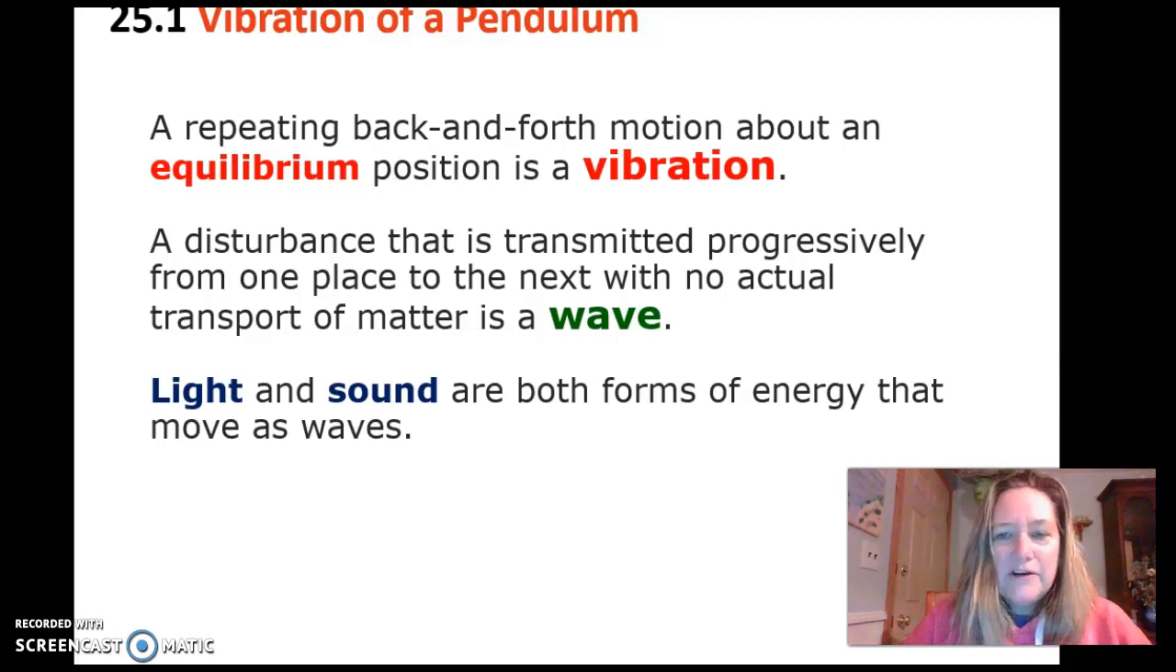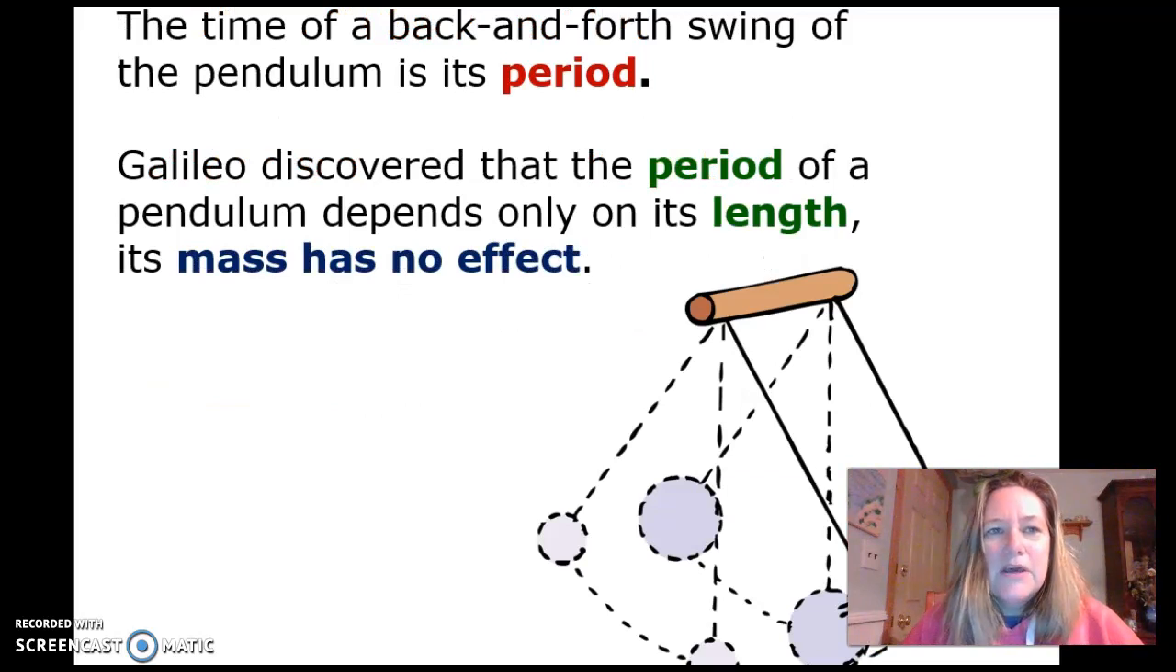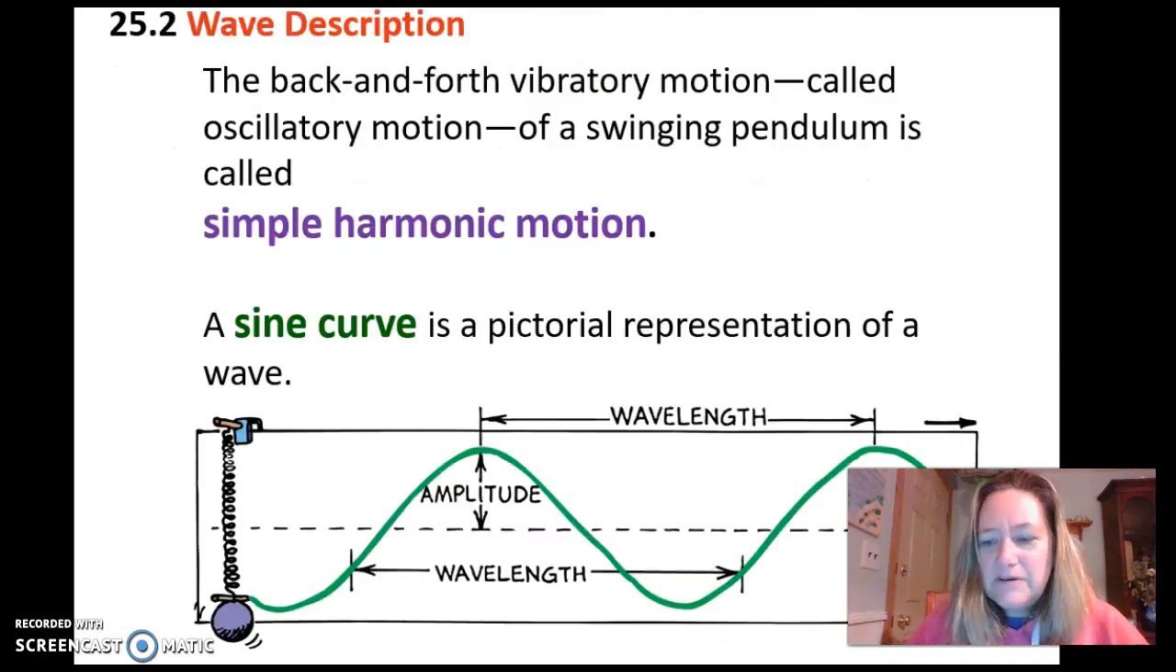The time of the back and forth swing of a pendulum is called the period. Galileo discovered that the period of a pendulum depends only on its length. It was on gravity, and we actually made a pendulum, and we used different lengths of strings, and we played around with masses, but only the length of the string affected the period.